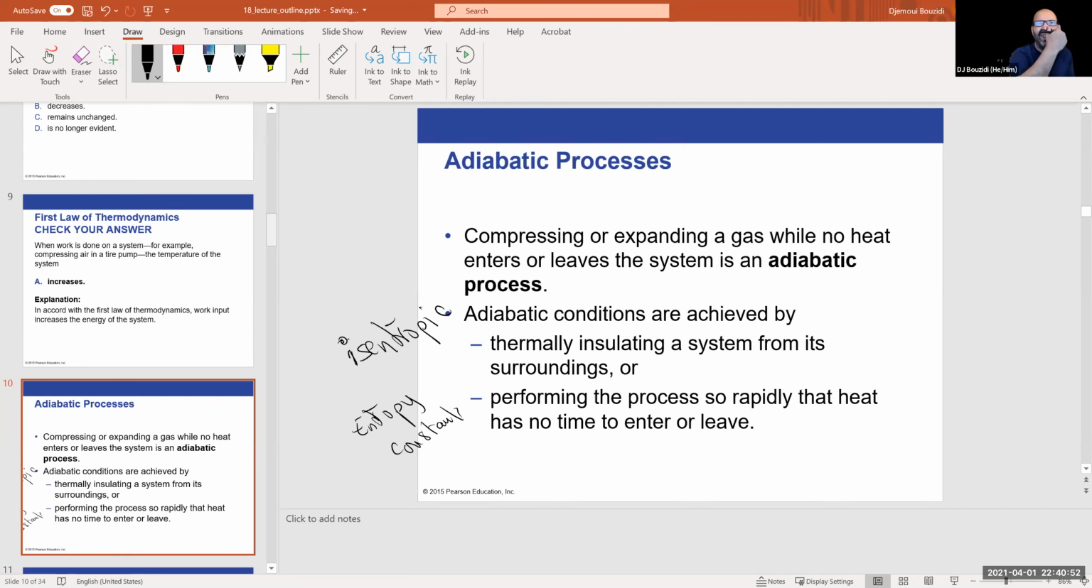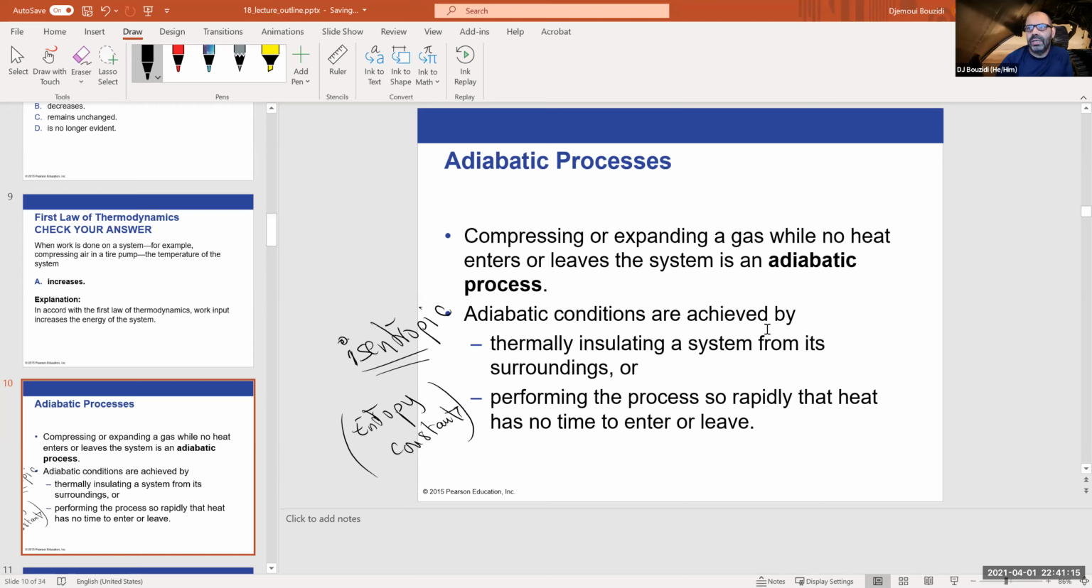I cannot say constant heat because heat is not a property of a system. It's something you add to the system or remove from it. You cannot have constant heat, it doesn't make sense. But the entropy, you can keep it constant. So that's why somewhere else you will probably find it called an isentropic process where the entropy doesn't change. This means the same thing.